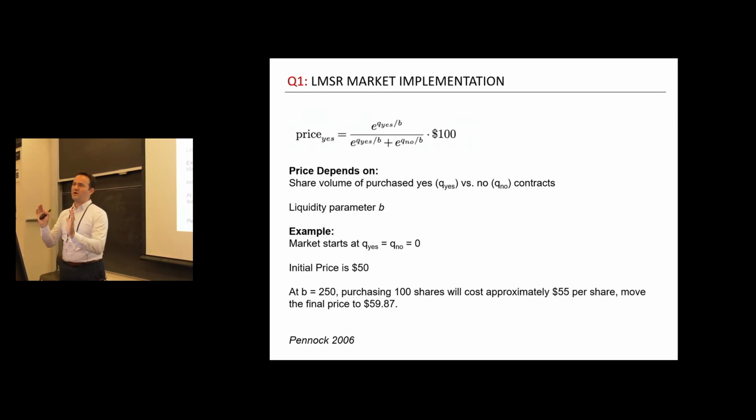which means that if I go into a market that starts at 50-50 and I purchase 100 shares, I will be moving the price continuously. The final price after I bought all the shares will be about $60 per share, and the average price that I bought at is about 55.